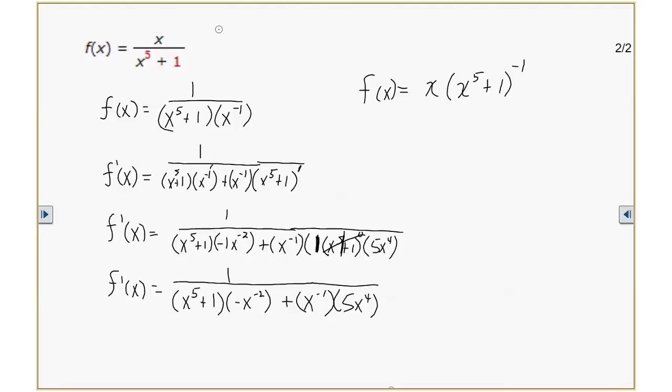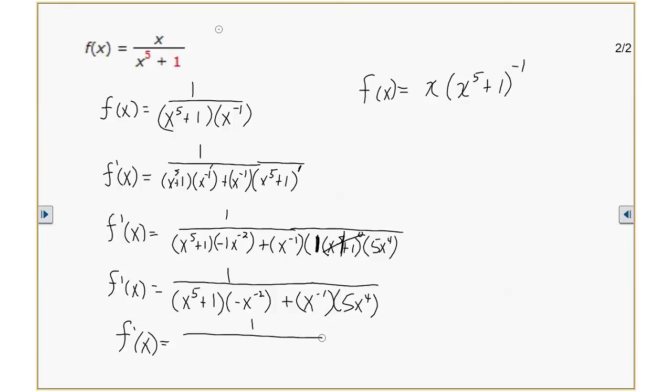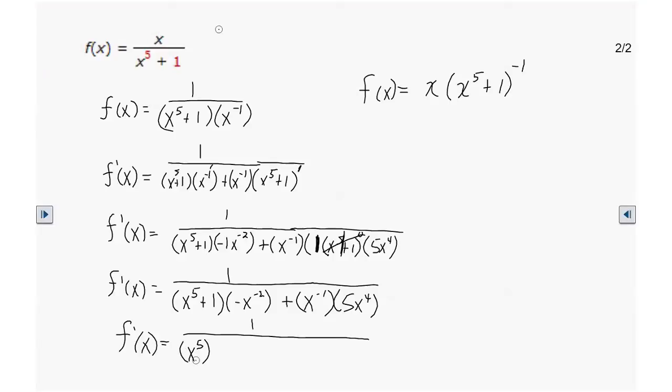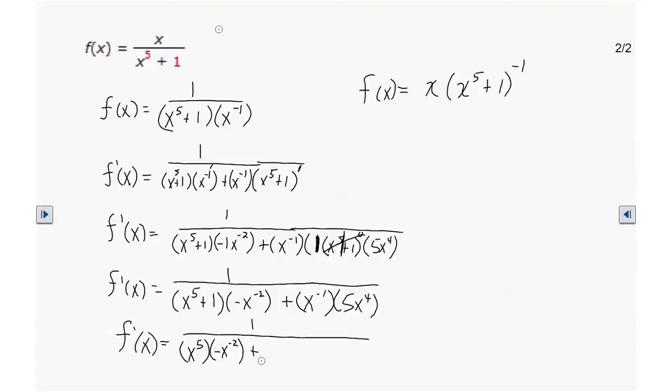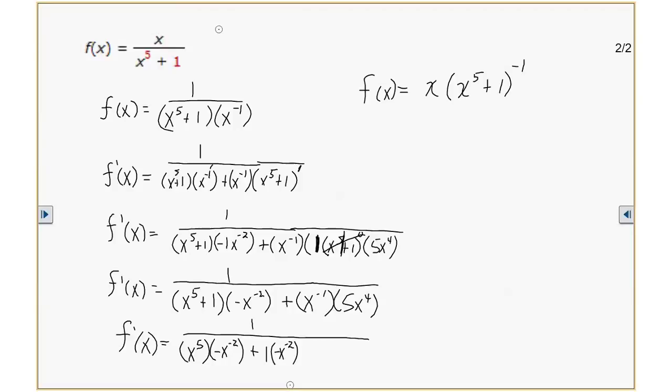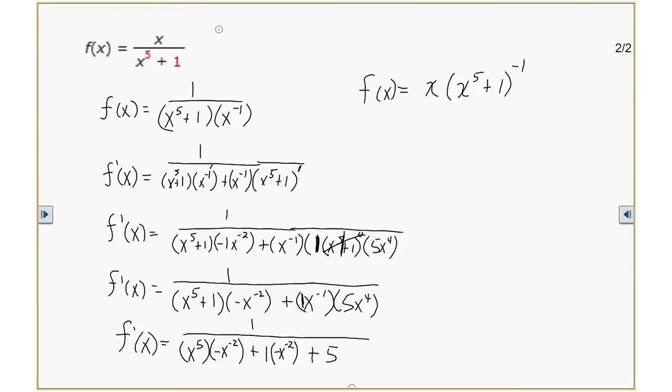So now, f prime of x is equal to 1 over, and then negative x to the negative 2. I'm going to write this out because some of you are going to forget your exponential laws. Negative x to the negative 2 plus 1 times negative x to the negative 2, plus, and that's a 1 right here, 1 times 5 is 5, and x to the negative 1 times x to the 4th is what? X to the 3rd. And now we're just going to clean this up.